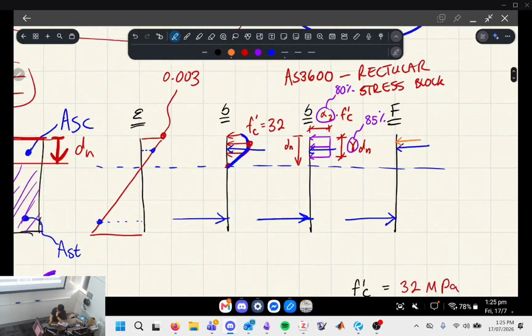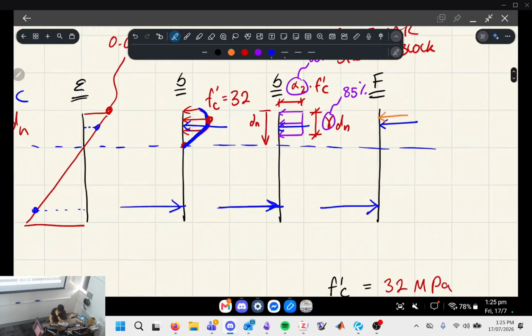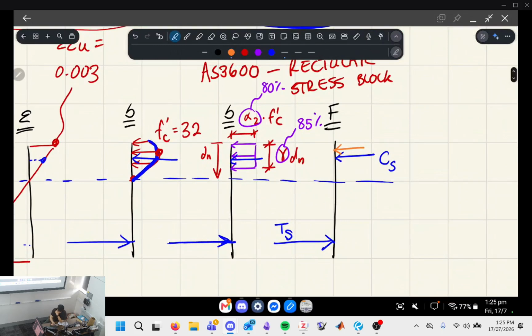Okay, so for the steel, how we notate it on the force distribution is: the tensile force due to the tensile layer of steel, we'll call it TS, which stands for the tensile force due to steel. For the compressive steel, we call it CS. So this is the compressive steel. And CC is going to be the compressive force due to the concrete block.